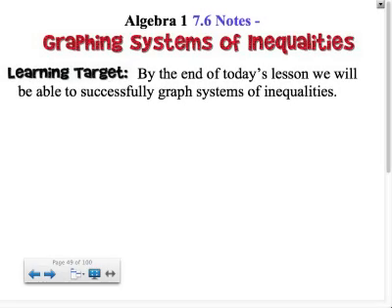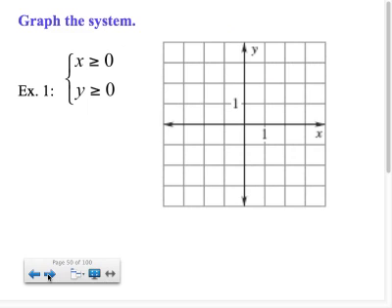Last section here of chapter 7, we're going to look at graphing systems of inequalities. Okay, so we've looked all chapter at solving systems of linear equations. Now we're going to look at inequalities. And so example 1 says graph the system.